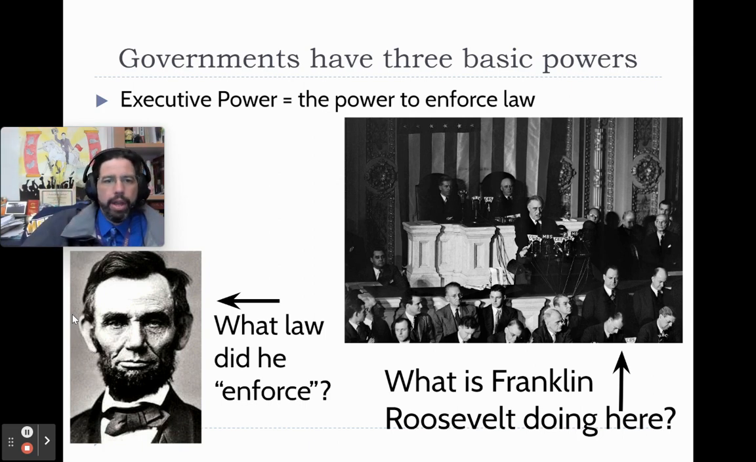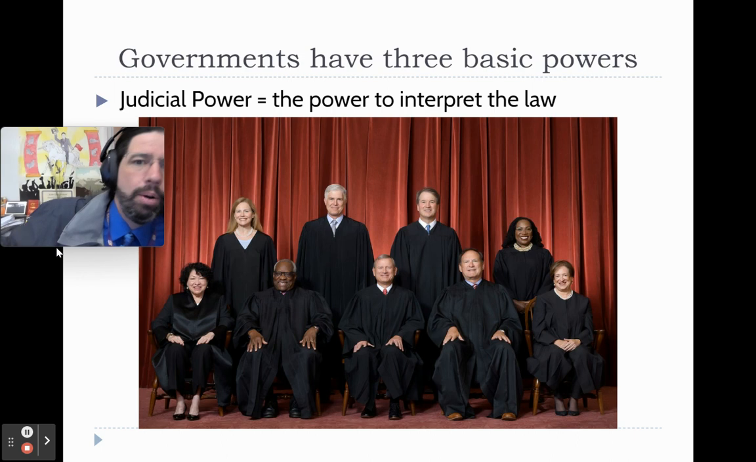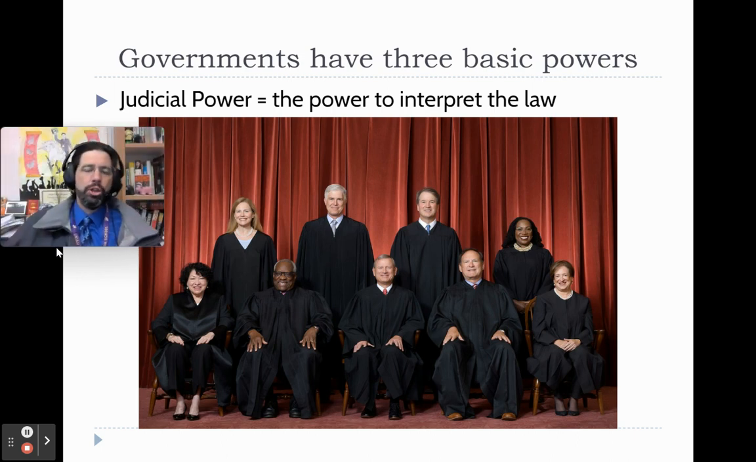Abraham Lincoln here. What law does he enforce? The Constitution, making sure the country stays together. He went to war to enforce the constitutional law saying the Confederate States of America could not break away from the United States. So legislative is to make law, executive is to enforce the law when it is made. Finally, we have judicial power. This is the power to interpret the law. This is the courts.